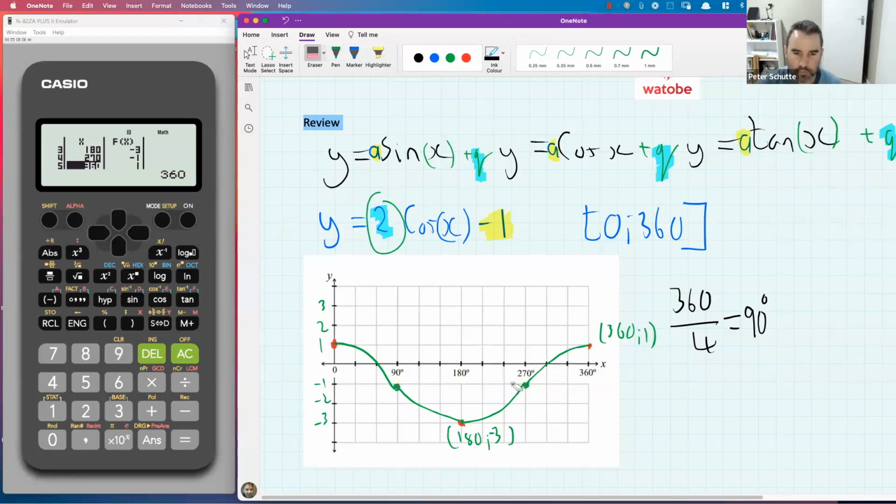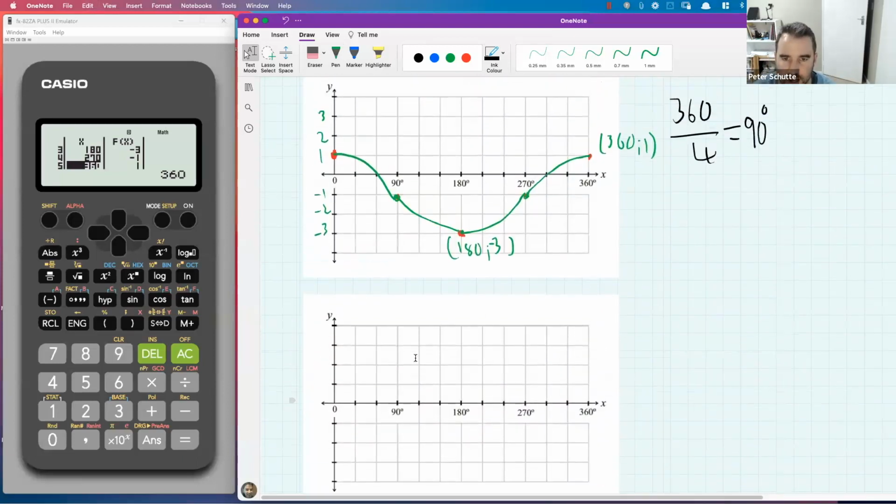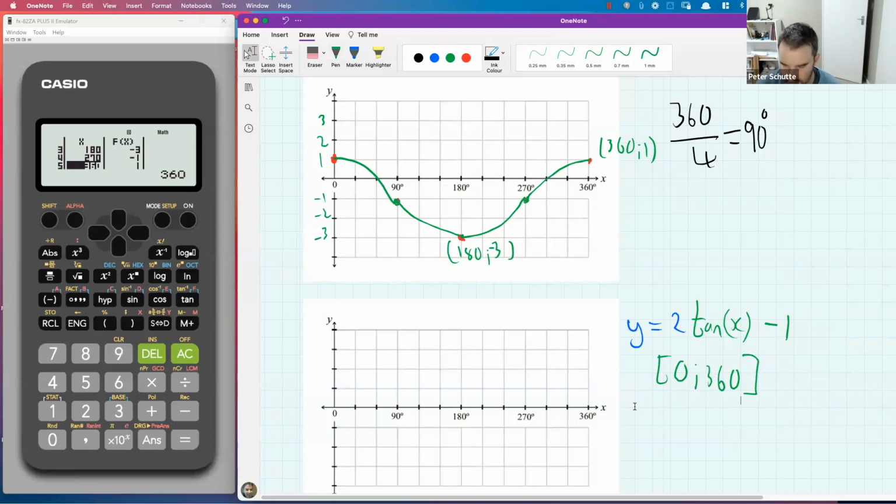And it feels to me like we would benefit from doing another one of these just to make sure we've really landed this before I move on. So let's draw a graph of a tan graph, and let's make the tan graph y equals 2 tan x. So that will change the stretch, but then let's also make it a minus 1. And let's do that on the domain 0 to 360.